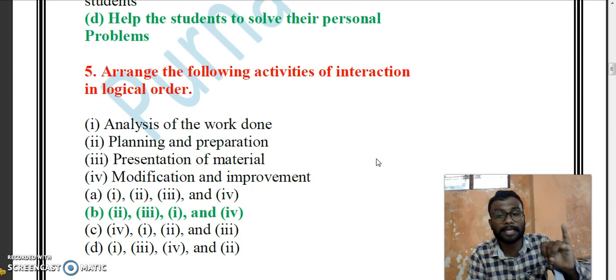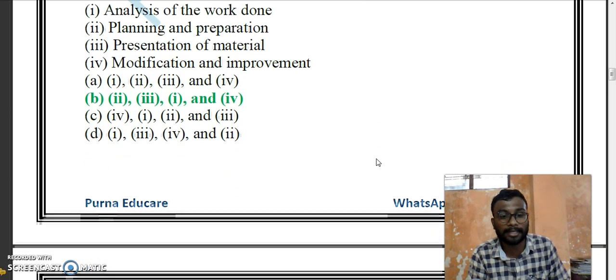2314. Option B is the correct answer, right? I hope you clearly understood.